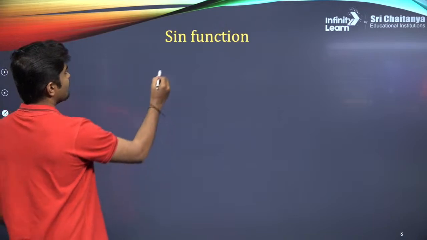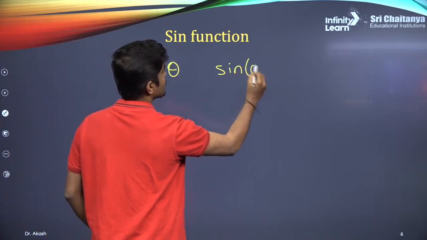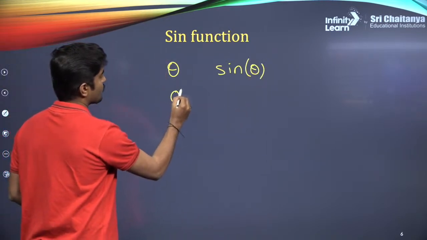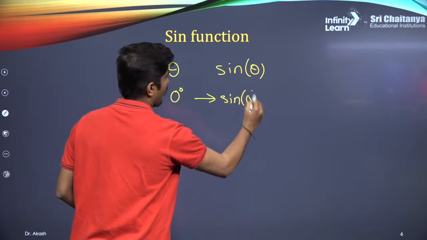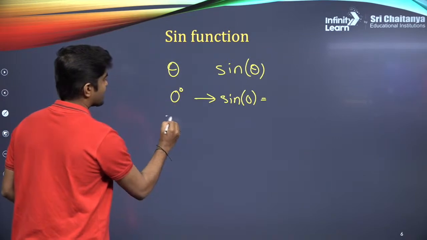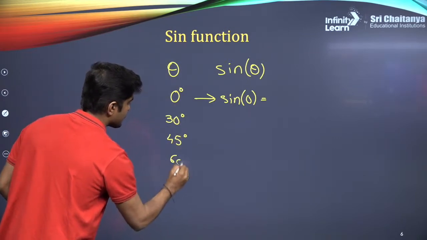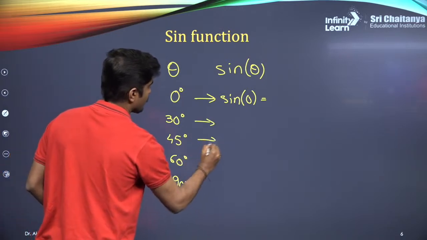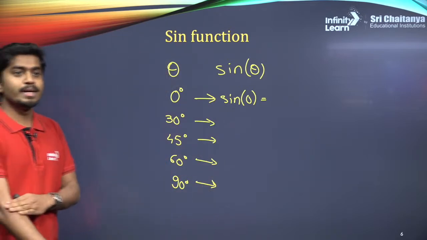So now if the angle theta changes, how does the sine theta function change? Do you know? Let's suppose the angle is 0 degrees, what is the value of sine 0? Tell me all these values if the angle is 30 degrees, 45 degrees, 60 degrees and 90 degrees. So this table you need to remember. Just remember this table, that would be very useful.